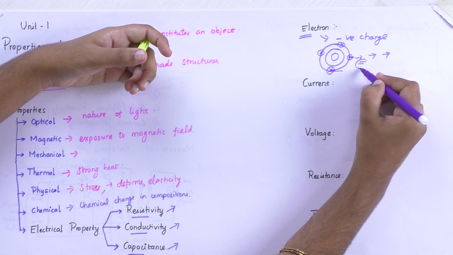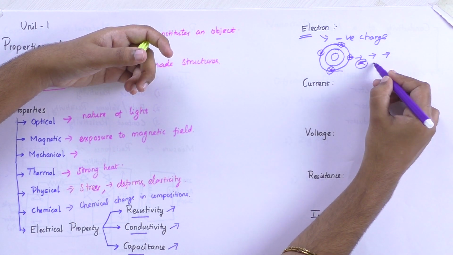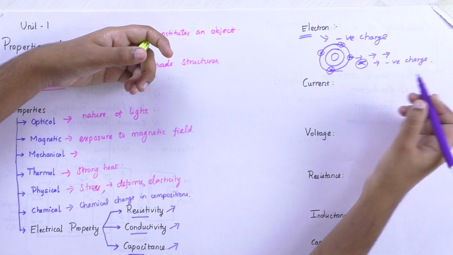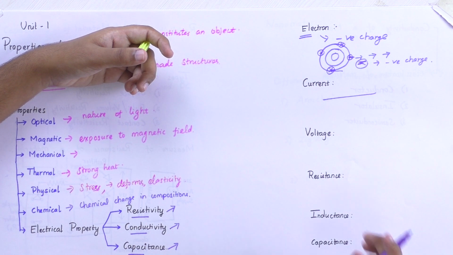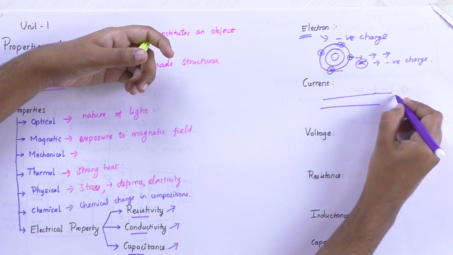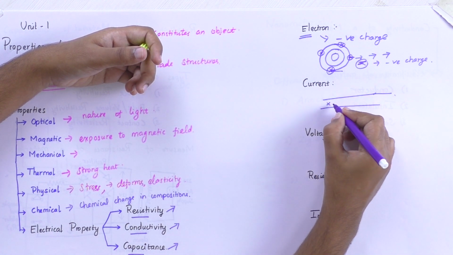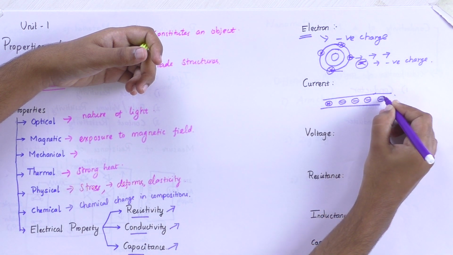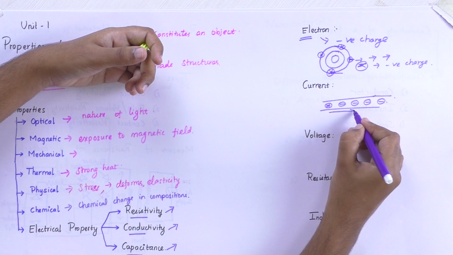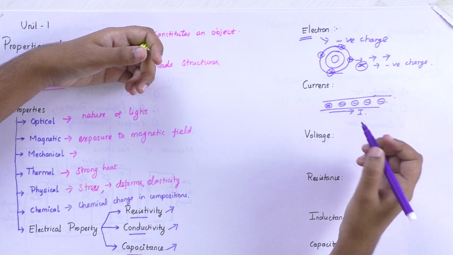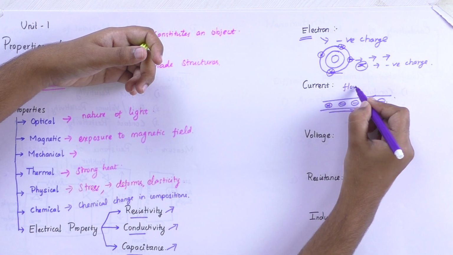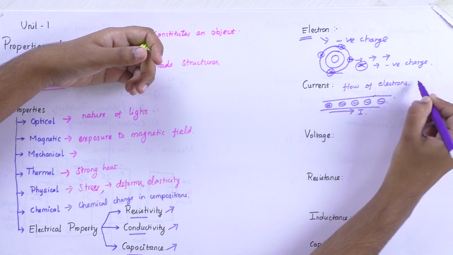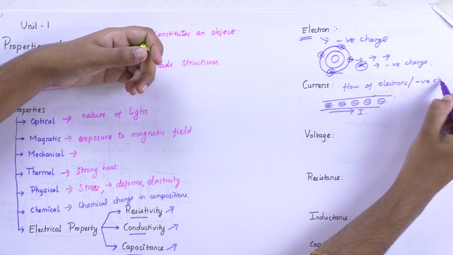This electron is called a negative charge flowing. If the conducting material is like this, and the charge or the electron moves, then this flow of electrons is called current. The current is the flow of electrons or negative charges.